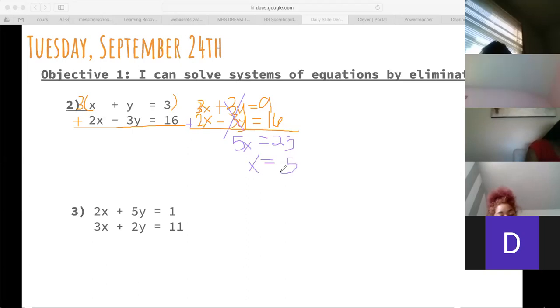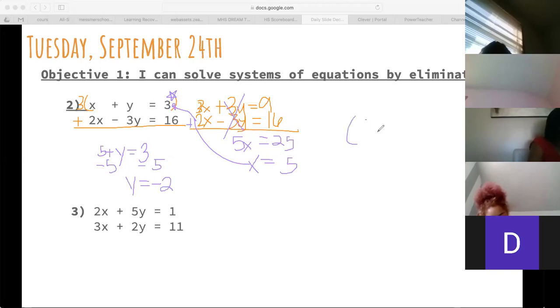Then it does not matter which equation you put it back into. You can put it back into the original one up here. This one seems like the least amount of work, so I'm going to put my 5 into that equation. You can put it into the bottom one. You could even put it into the new one you made. It's not going to matter. They're all the same. If I put that back in there, I get 5 plus y equals 3. I'll subtract my 5, and I'll get y equals negative 2. And we're good. So our intersection point will be 5, negative 2.